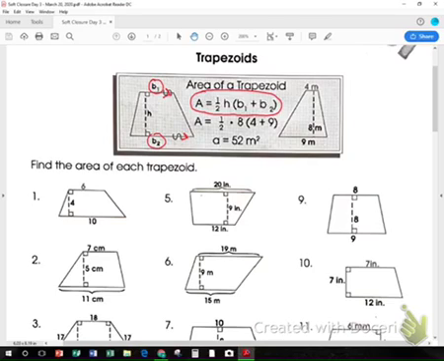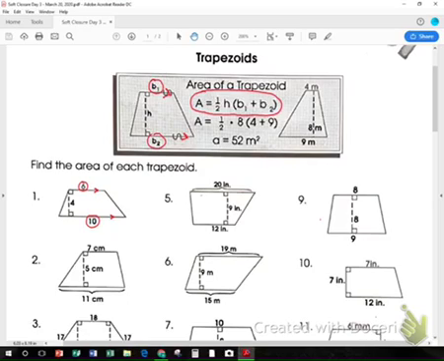Then you multiply by the height. Then you do half of it. The easiest way to do this is to do this. Check it out. Number one. So number one, first of all, we got the bases. We got 6 and 10. Those are the lines that are parallel. Okay? So first thing we do is add those bases.